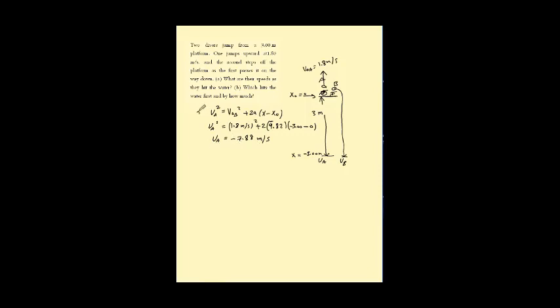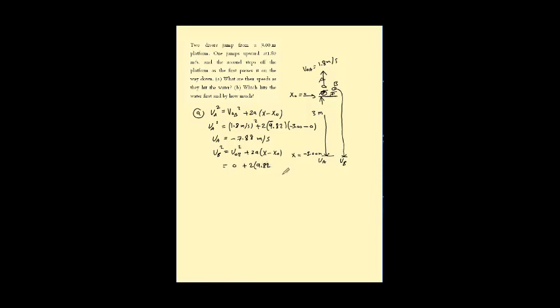This is part A, and the same we can find the velocity of B when it hits the ground. VB squared is equal to V0B squared plus 2a times x minus x0. V0B is 0 plus 2 times 9.82.